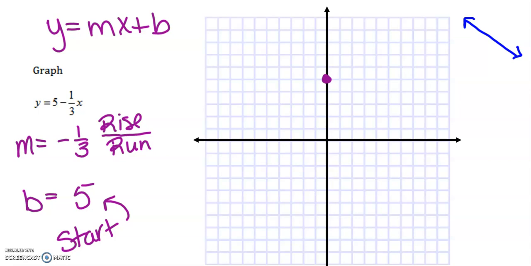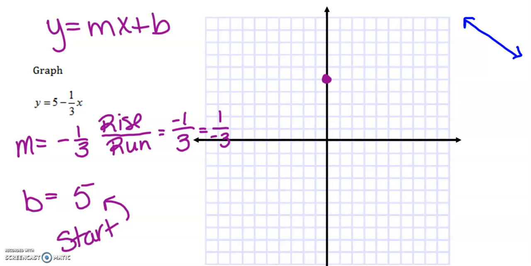You can think of it that way, or you can take that negative 1/3 and actually write it as either negative 1 over positive 3, or you can write it as positive 1 over negative 3. A negative fraction means one of the numbers is negative, the other one's positive. So let's start with negative 1, positive 3.